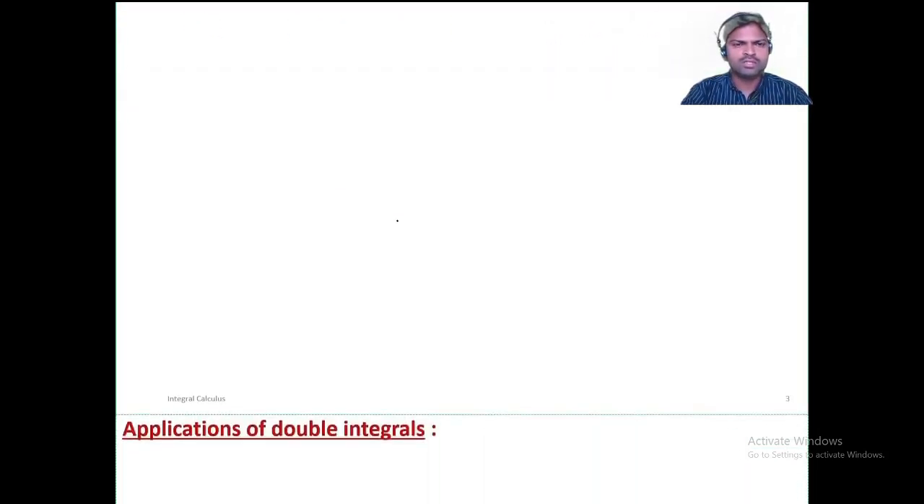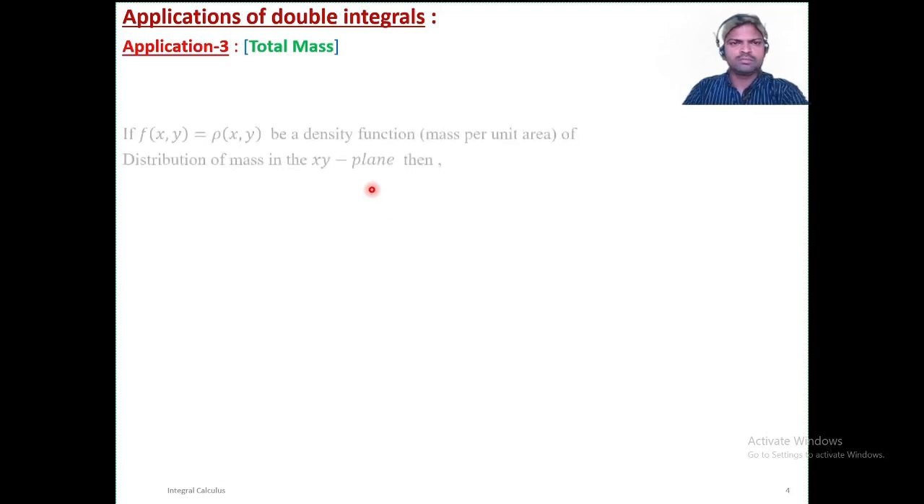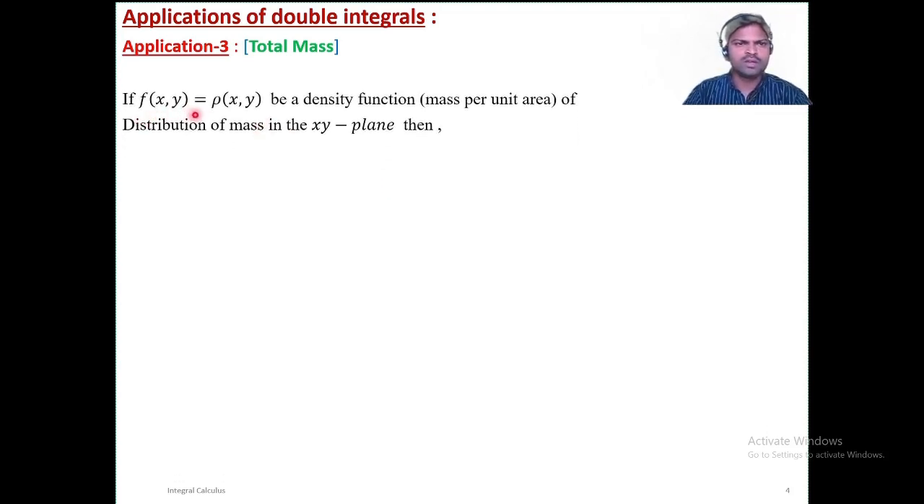So now in today's class we're going to discuss the next applications, number 3 and 4. First, application number 3. If f of x comma y is equal to rho of x comma y, be a density function. Density means what? Mass per unit area, that is called density. The function gives how the mass is distributed in the xy plane, because it is f of x comma y. If it is f of x comma z, then in the xz plane, like that.